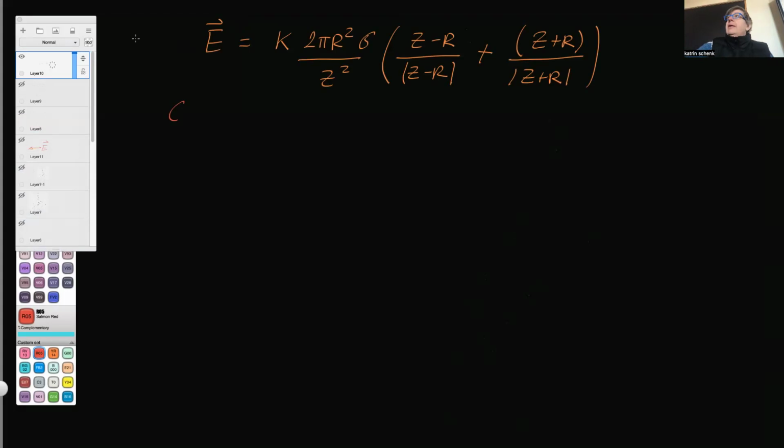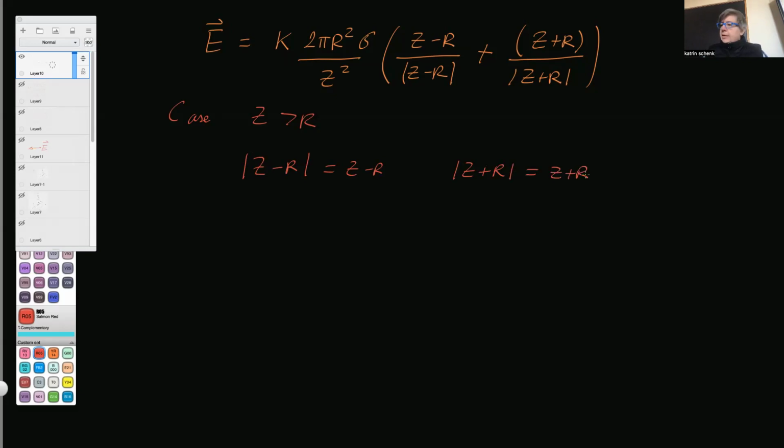So now we're going to look at some cases. We're going to do a case where Z, the point above the sphere, is greater than R. Because we have these absolute values in the integral, if Z is greater than R, then the absolute value of Z minus R is just Z minus R, right? And Z plus R is just Z plus R.